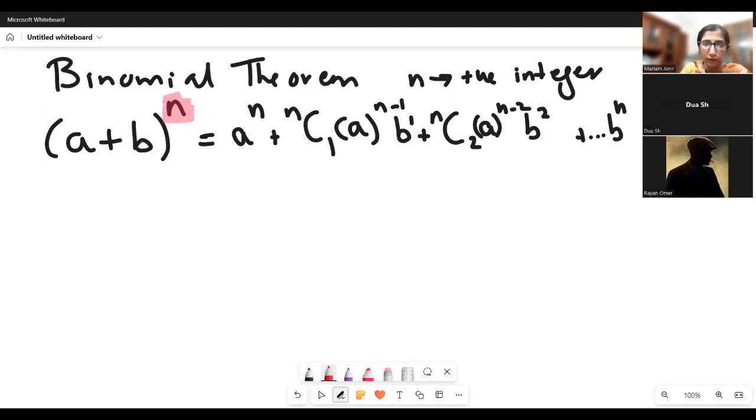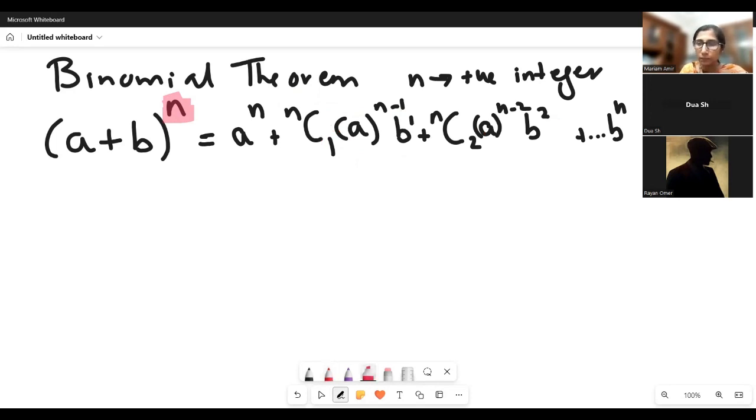So what you do with a's power is that you subtract these two. Here you subtracted n and 1, so it's n minus 1. Here you subtract n and 2, so it's n minus 2. And what is the power of b? The power of b is this bottom term here. So it's 1 here and it's 2 here. Okay, and it keeps going on. And then the final term is b to the power n.